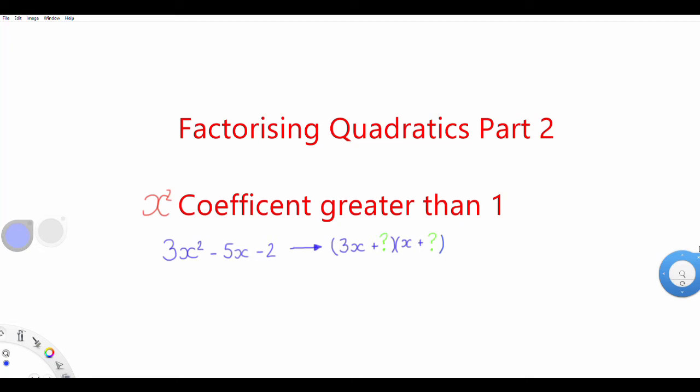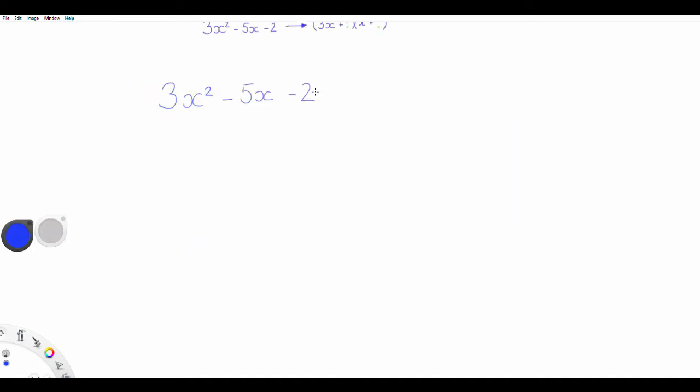Today we are continuing to look at factorising quadratics in part 2 of the video, where we're looking at problems where the x squared coefficient is greater than 1. So let's get started straight away. We're going to be looking at the problem 3x squared minus 5x minus 2.